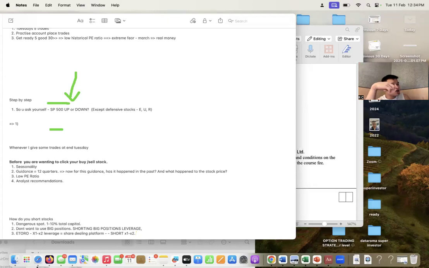Because with shorting, they charge you daily charges. So you can't really short forever. Does it make sense? They charge you daily charges. So if you want to short, once you make the profit in 1 week or 2 weeks, you want to get out.